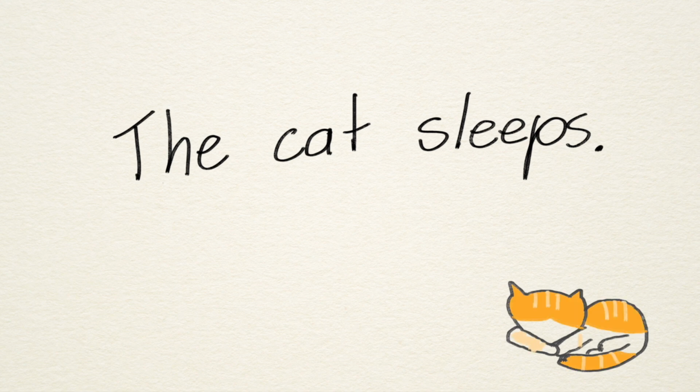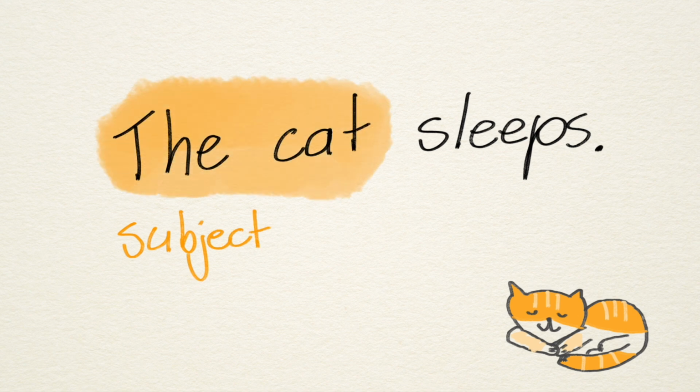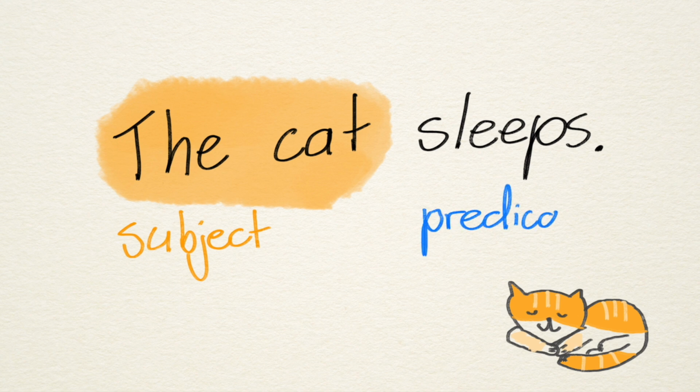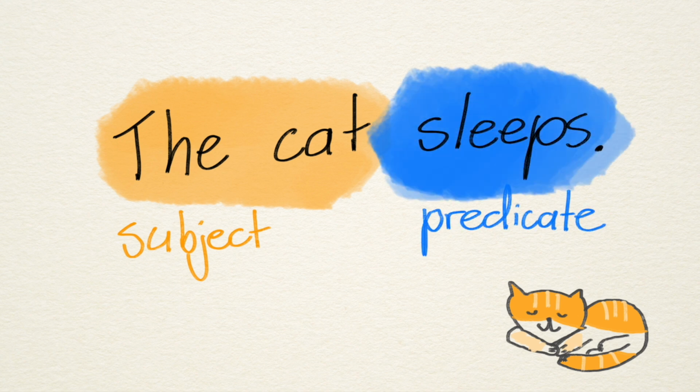The cat sleeps. The subject of a sentence is who or what the sentence is about. In this case, it's the cat. It's two words because the subject can be multiple words. Here it's the cat. It's a specific cat, the cat. Then the predicate tells us something about what the subject is doing. In this case, the predicate is sleeps. Subjects and predicates aren't a kind of word, they're about meaning, so they can be groups of words.